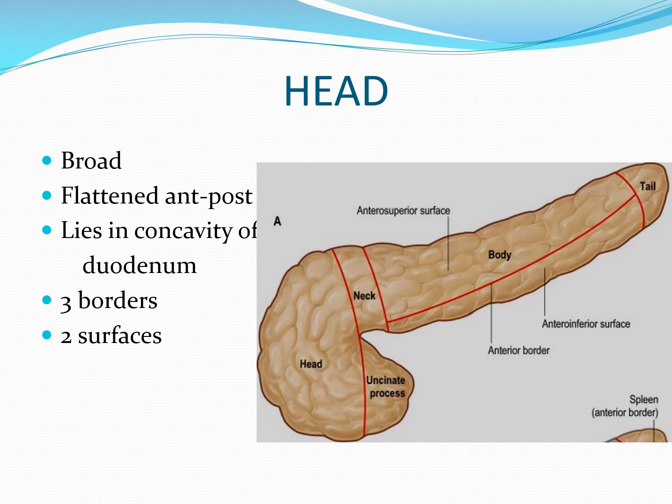This process is the uncinate process, and this part is the head of the pancreas. It is divided into three borders and two surfaces: the two surfaces are anterior and posterior, and the three borders are superior, inferior and right lateral. The uncinate process projects from the lower and left part of the head towards the left. So what is the relation?